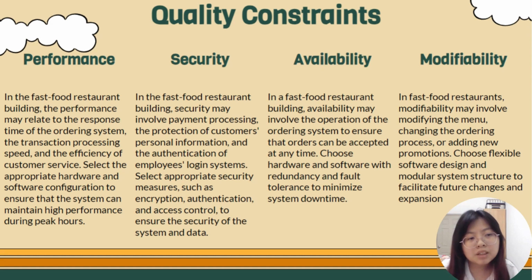The next is availability. Availability may involve the operation of the ordering system to ensure that orders can be accessed at any time. Choose hardware and software with redundancy and fault tolerance to manage system downtime. And the last is modifiability. Modifiability in the menu means changing the ordering process or adding a new promotion. We can choose feasible software design and a modular system structure to facilitate future changes and expansion.